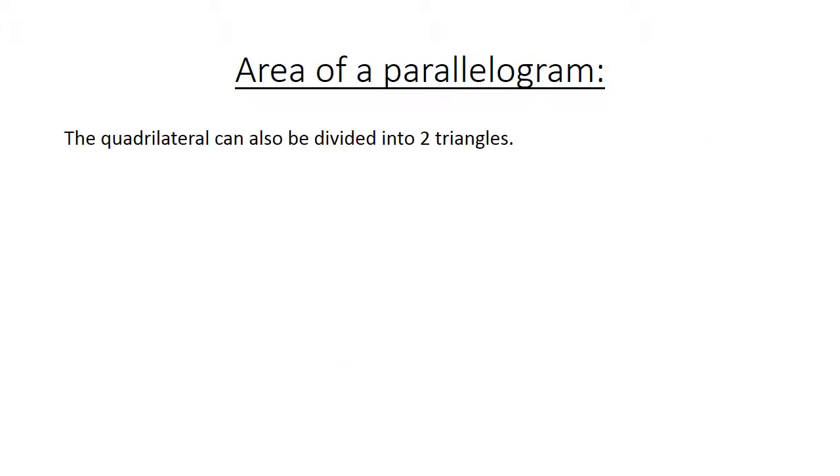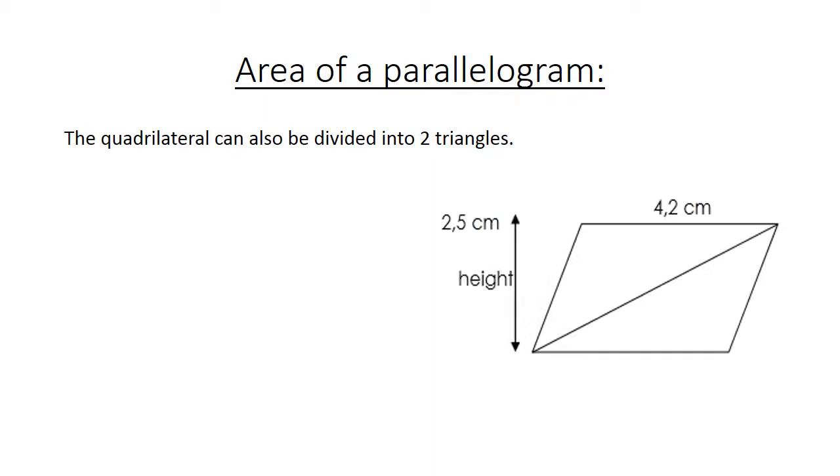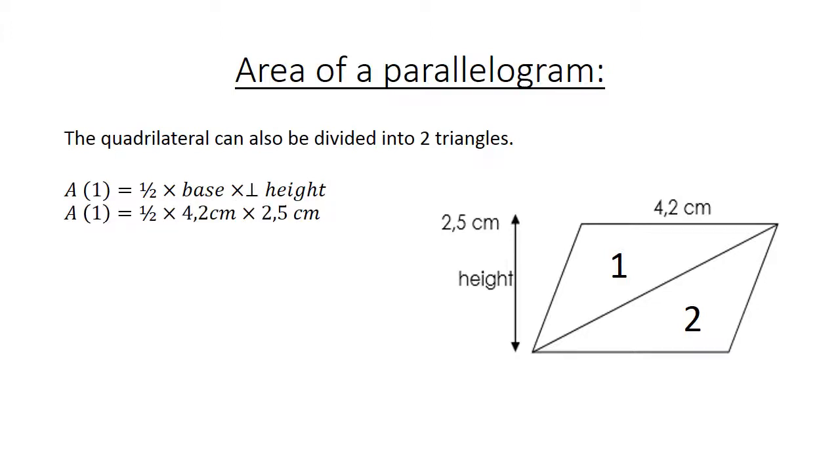The quadrilateral can also be divided into two triangles. Triangle 1, triangle 2. Triangle 1 is a half times base times perpendicular height equals a half times 4.2 centimeters times 2.5 centimeters equals 5.25 centimeters squared.